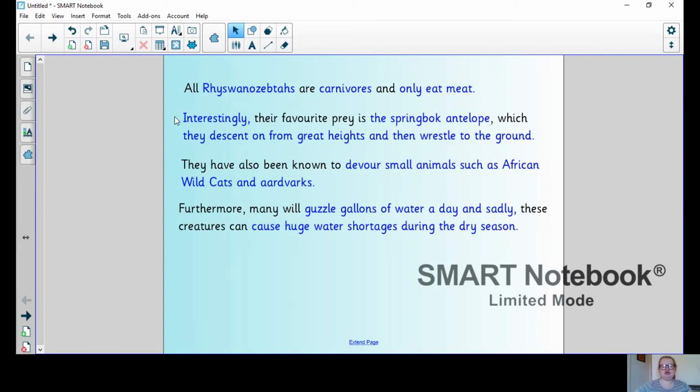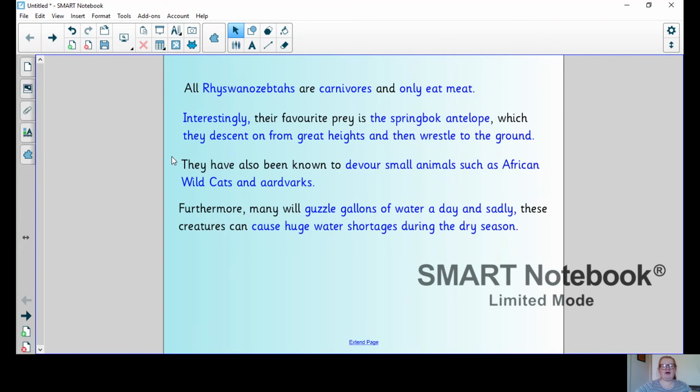Remember, pause me if you want to between each sentence or listen and write it at the end. It's your choice. Interestingly, their favourite prey, so prey is animals that they hunt and eat, is the springbok antelope, which they descend on from great heights and then wrestle to the ground. So I love this front adverbial here. Remember, we wrote a list of these, didn't we, when we were practicing writing those sentences, and we played the sentence opener game. So you should have plenty of words to pop in there. So tell me now what they like to eat, and then use a relative clause, which, who, that, whom, and tell me how they eat or how they hunt their prey.